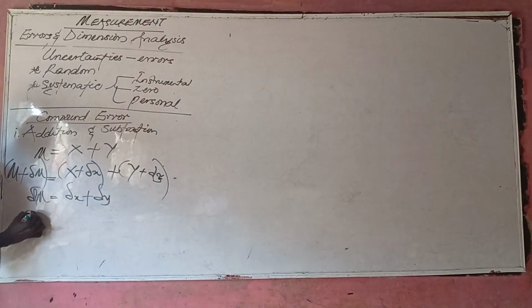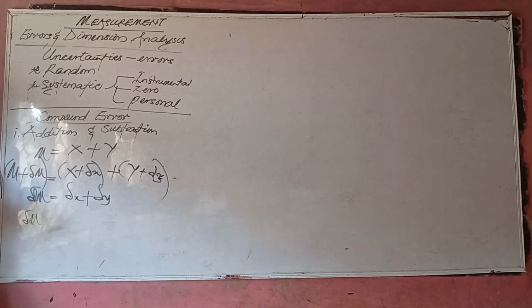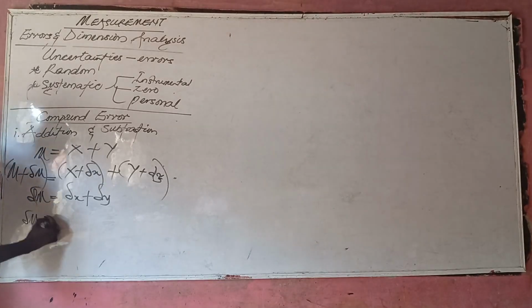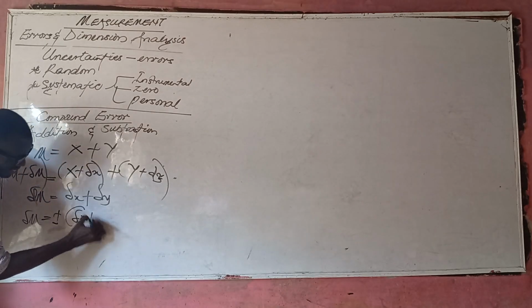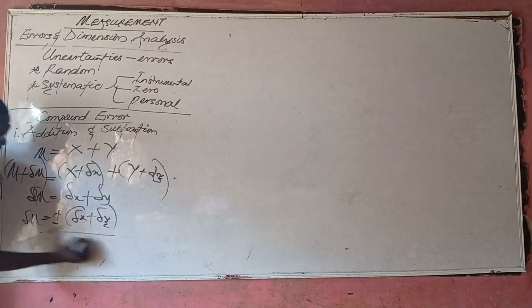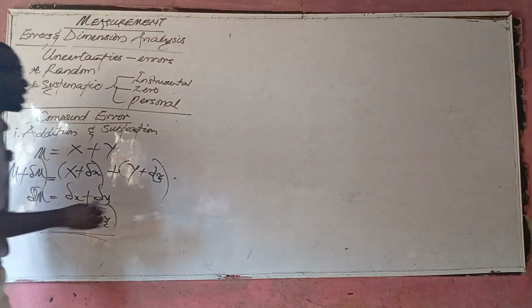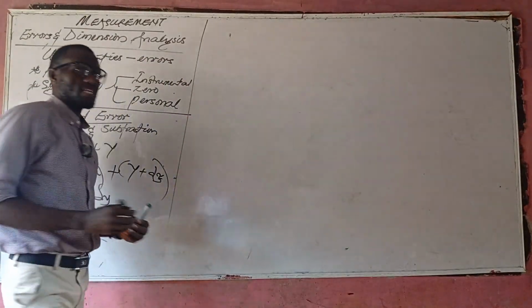So for that reason, dm, that little value that has been added to the original actual length, is now equal to the magnitude, plus or minus dx plus dy. Is it clear? A type of question that might come from that is this.